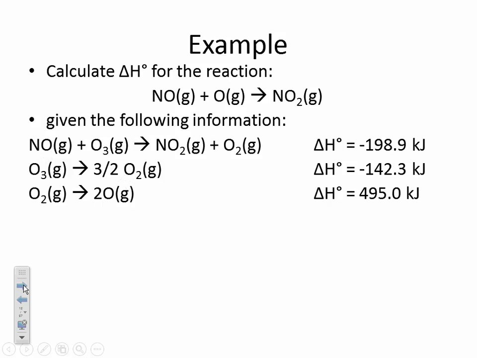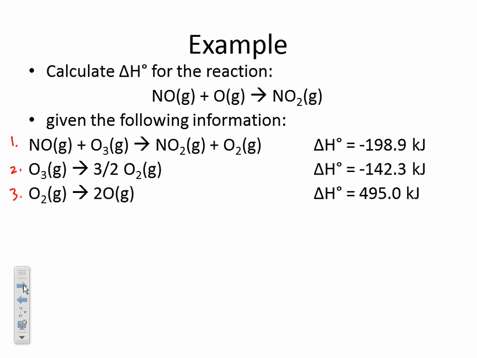And then our last example. Calculate delta H naught. Oh, here's the delta H naught. We're going to treat it the exact same way. Does not matter. It doesn't really make any impact on the concept of Hess's law. Delta H naught for the following reaction, NO gas plus O gas goes to NO2 gas, given the following information. So again, taking it one by one and figuring out what are we going to do to this. So I'm going to label these just reaction 1, 2, and 3.